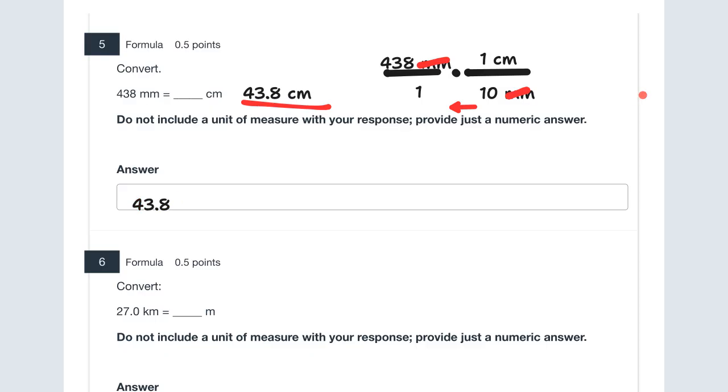Keep in mind when you're doing this, right? When you have 2 metric units, right? If you need more of the smaller one to equal less of the bigger one.